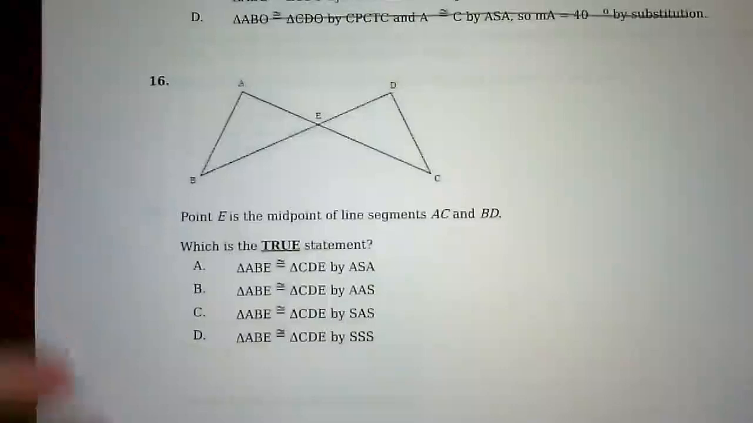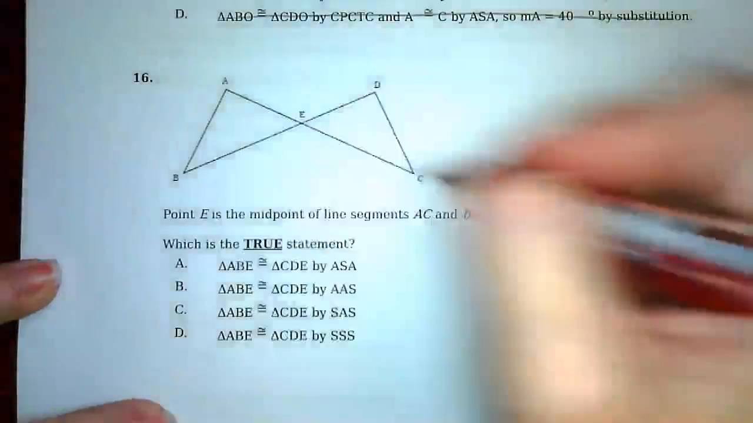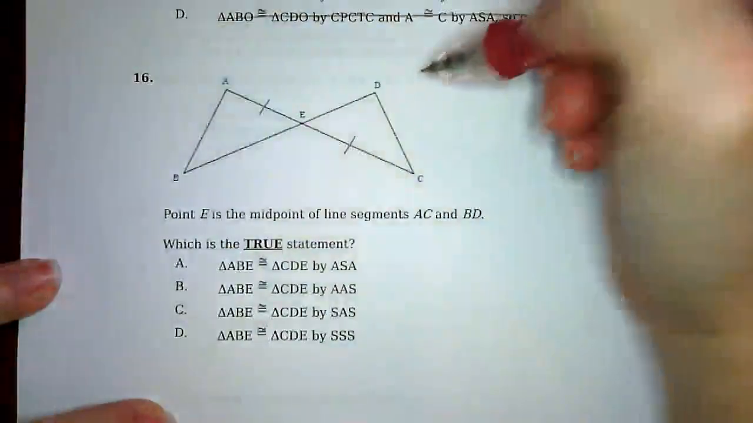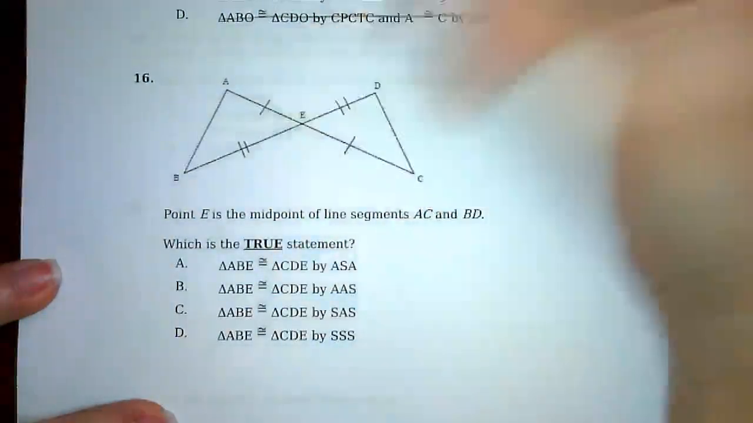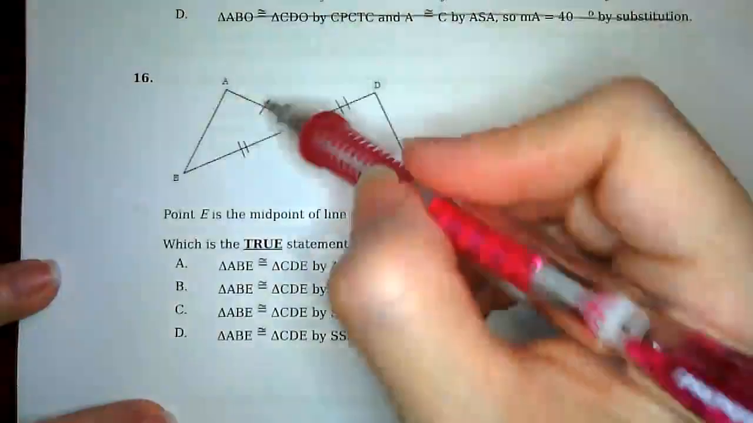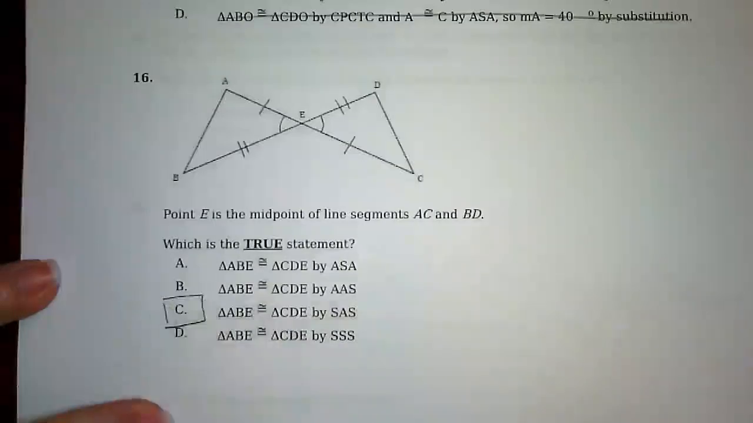So there you go. Okay, number 16, E is the midpoint of these two segments. So if it's the midpoint of AC, that means those two pieces are congruent. And if it's the midpoint of BD, then those two pieces are congruent. And we know vertical angles are congruent, so we have side angle side. So there we go.